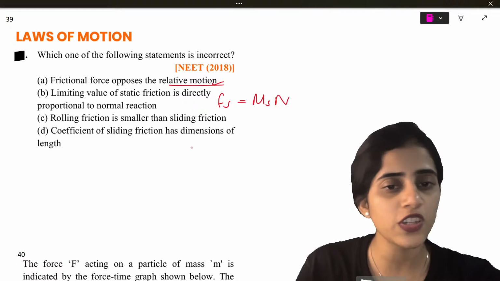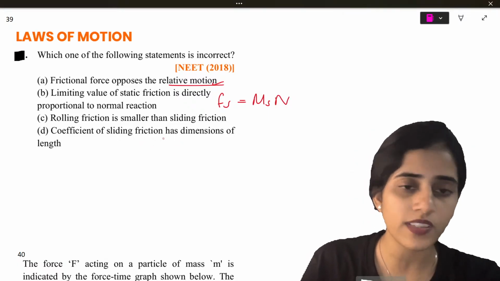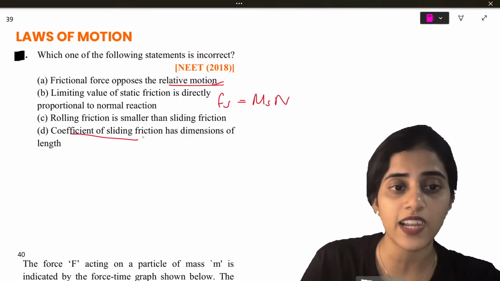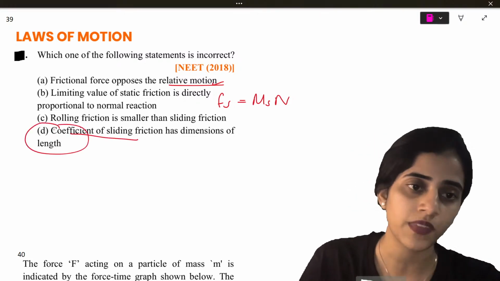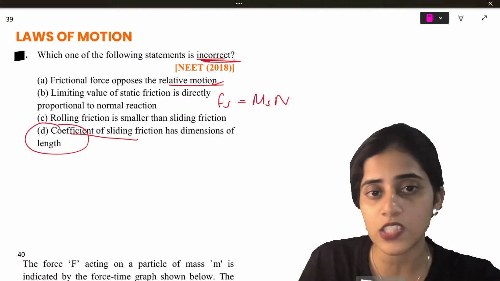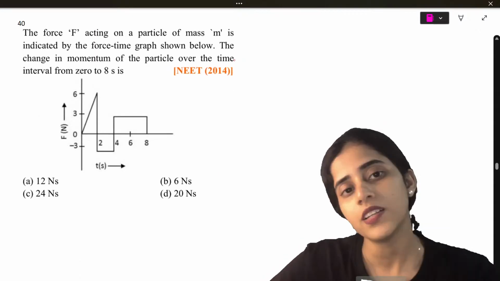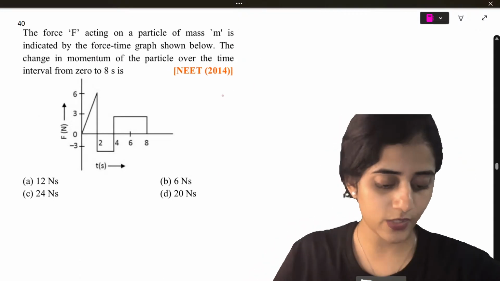So, coefficient of sliding friction as dimensions of length is incorrect. So, the coefficient of sliding friction is a dimensionless quantity. So, this is the answer. You have to always check. It asks for the incorrect statement. Okay? Very good. Let's move on to the next question.